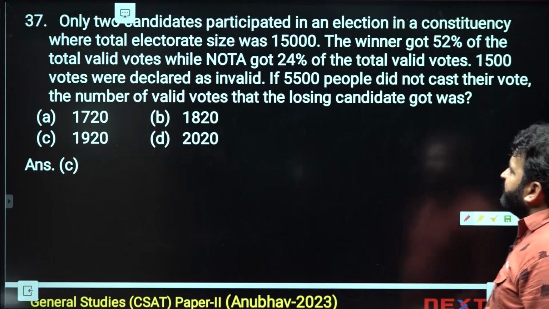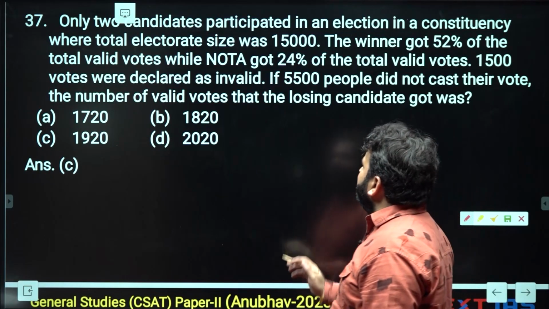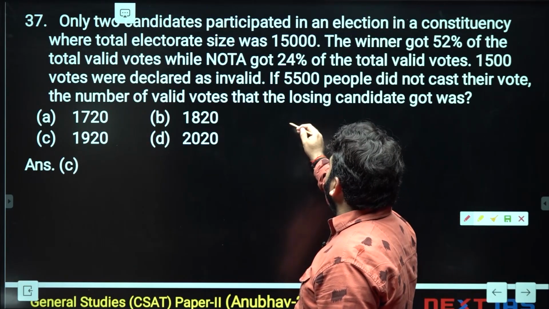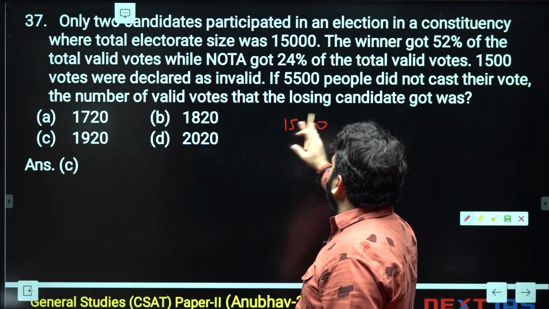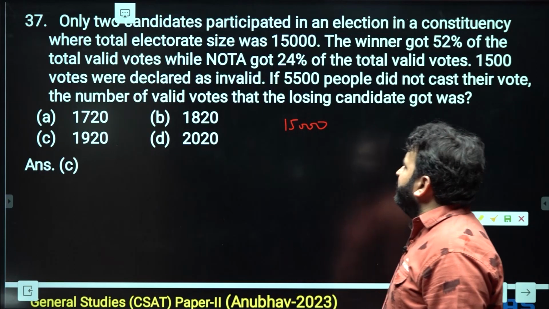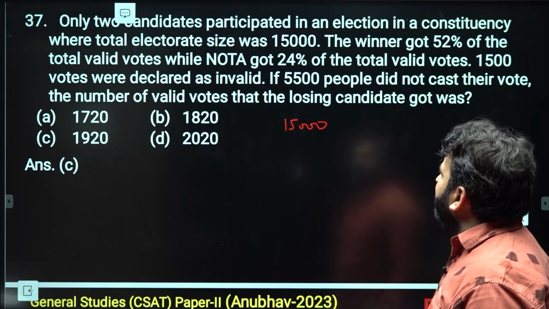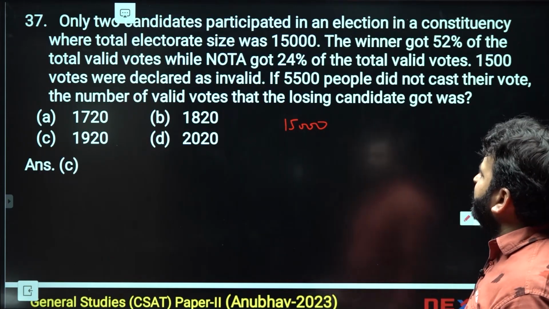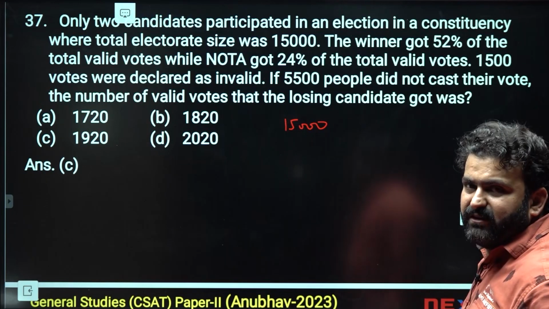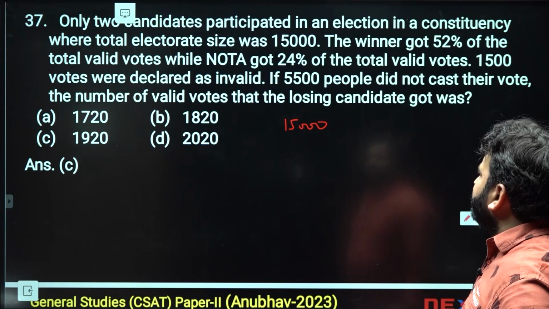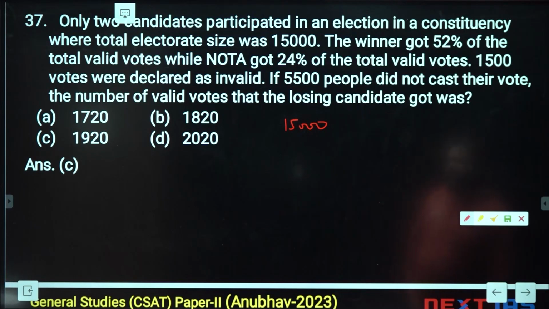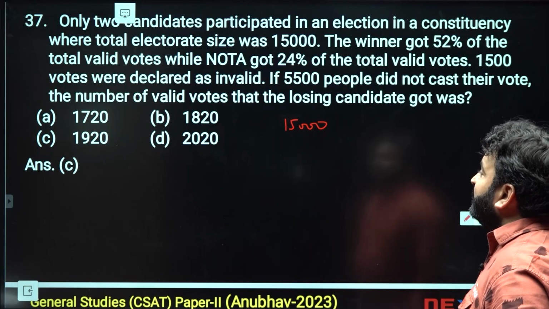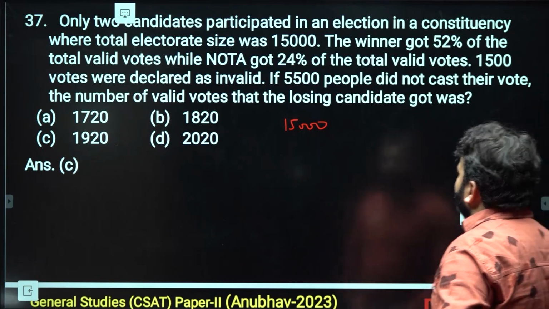Now here in this case, pay attention, all of you just remember. Total electorate size is 15,000, because given, two candidates participated in an election constituency where total electorate size was 15,000. Winner got 52% of the total valid votes while NOTA got 24% of the total valid votes. 1500 votes were declared as invalid, and 5500 people did not cast their vote. The number of valid votes that the losing candidate got was.